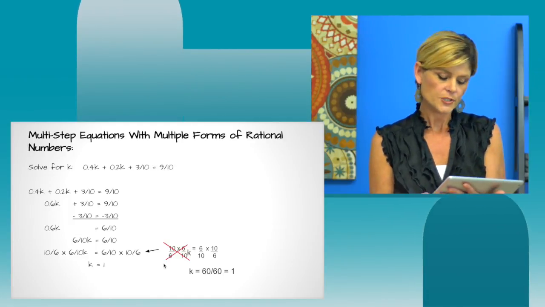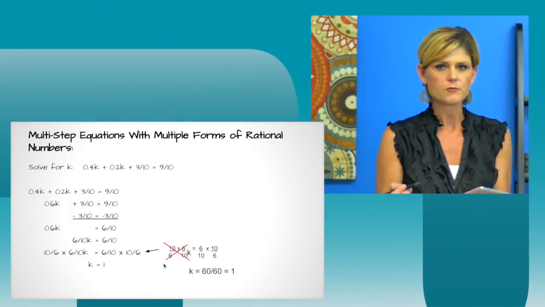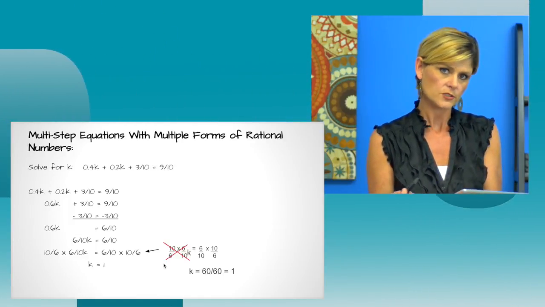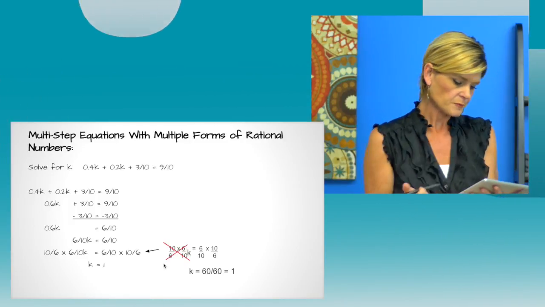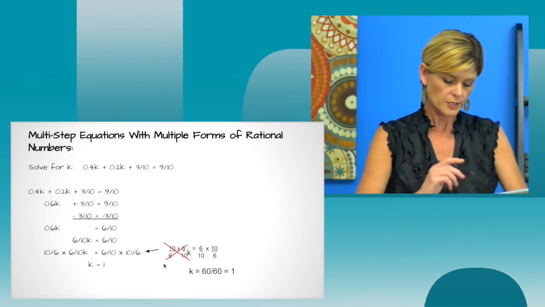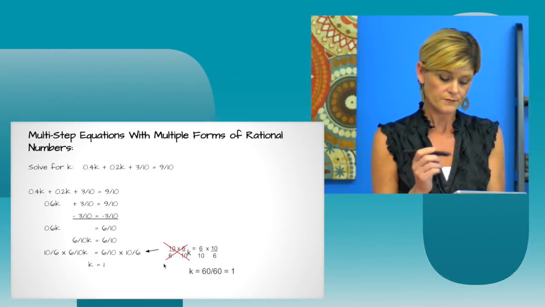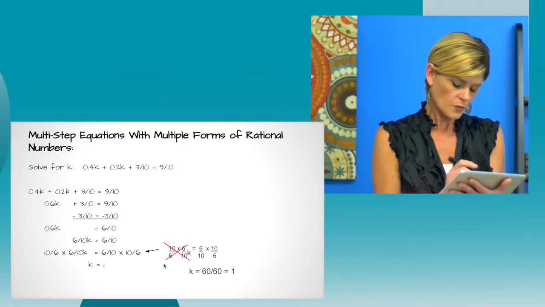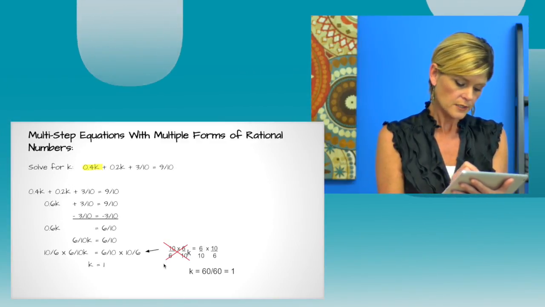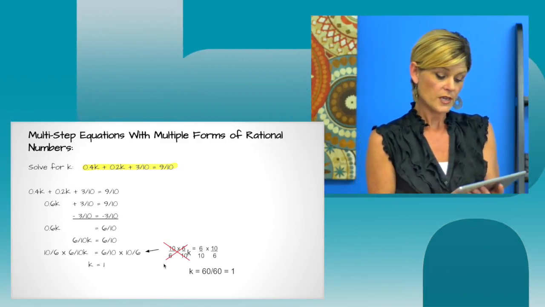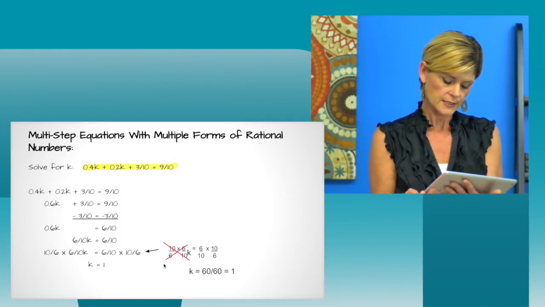Sometimes we'll have problems that mix up multiple forms of rational numbers. In this particular problem, we have a mix of decimals and fractions. Let's take a look. We have 0.4k plus 0.2k plus 3 over 10 equals 9/10.